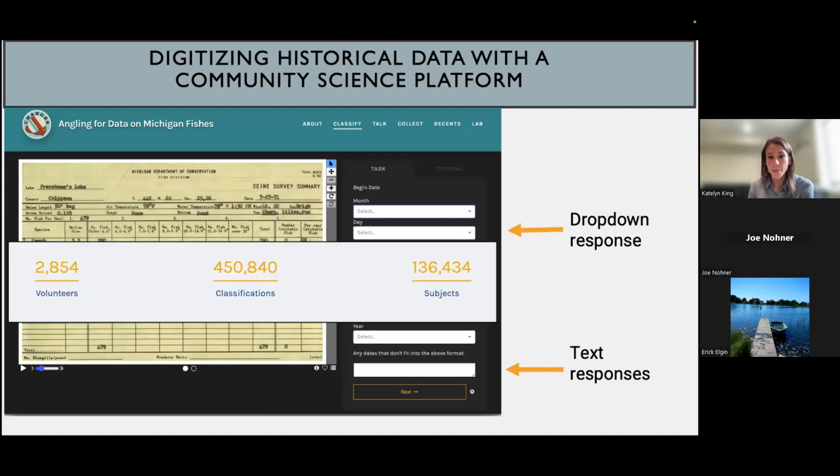And by the end of this project, we had over 2,800 volunteers that did over 450,000 classifications and 136,000 subjects or cards. And this whole transcription process took about 8 months.